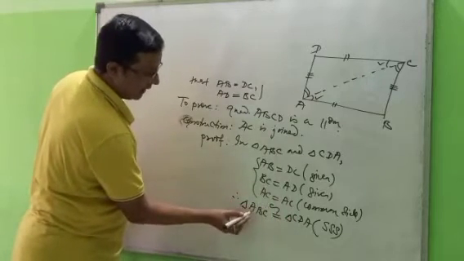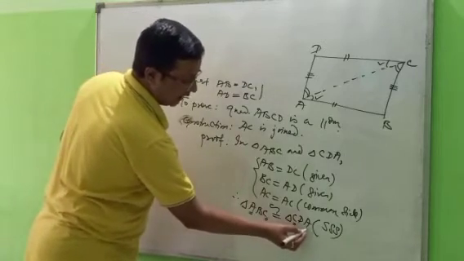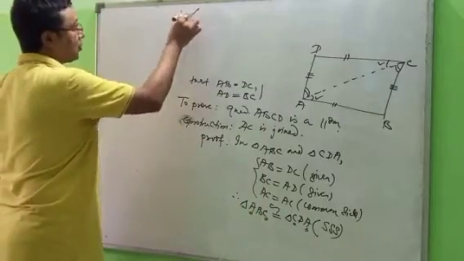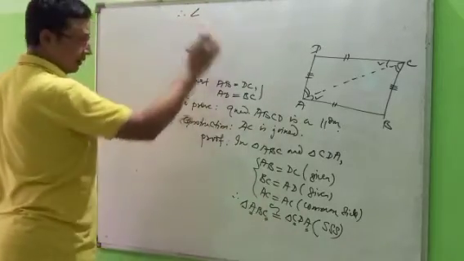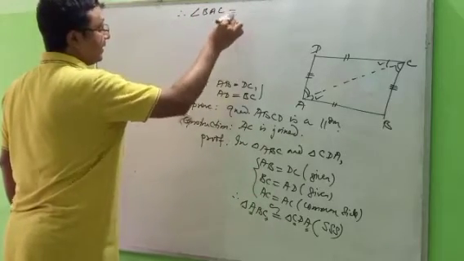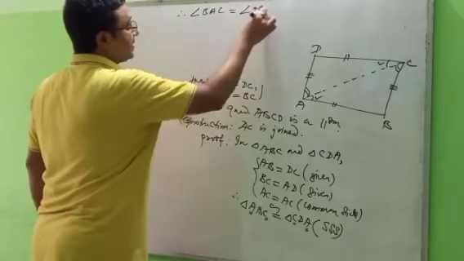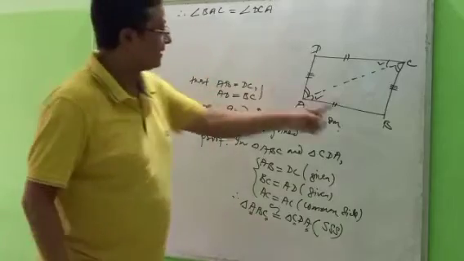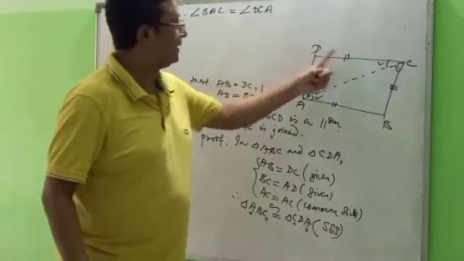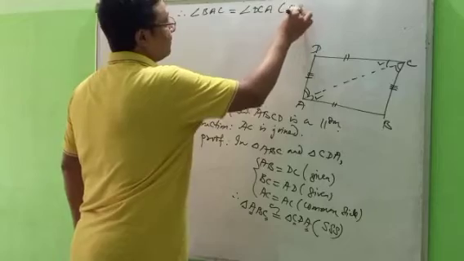So here angle A corresponds with angle C, and angle C corresponds with angle A. So from this congruence, it follows that angle BAC equals angle DCA. Now you see, this angle BAC equals DCA. So these two angles are equal. This is by CPCT.